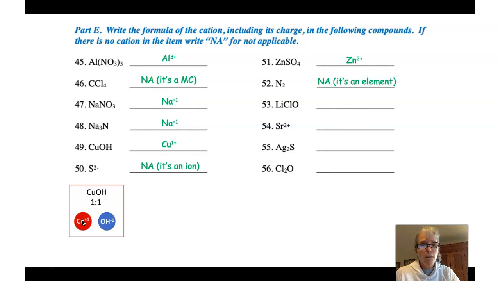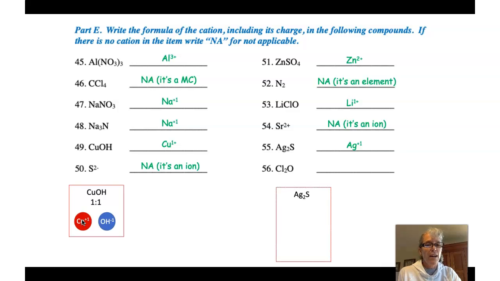53 is a little bit tricky. Don't get confused by the ClO. We're looking at the cation, which is lithium, and lithium is always +1 because it's in the first column of the periodic table. This one is NA because it's not a compound, it's just an ion. 55, silver is a +1. Silver is always a +1, similar to zinc. It's a transition metal, but it only has one particular charge.